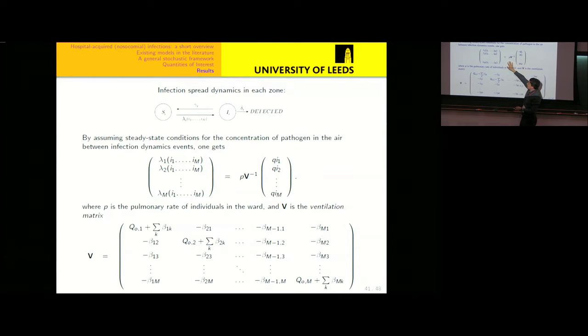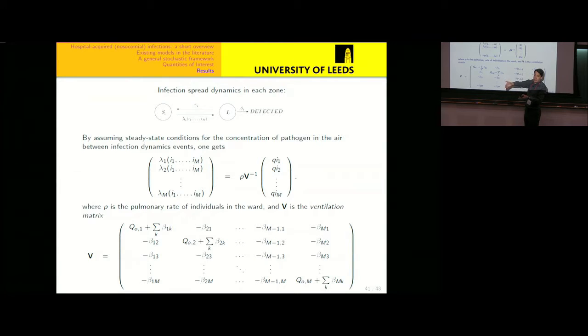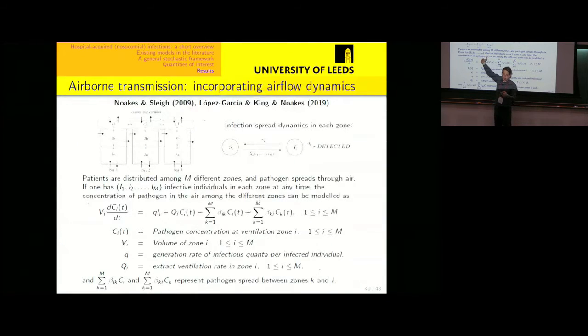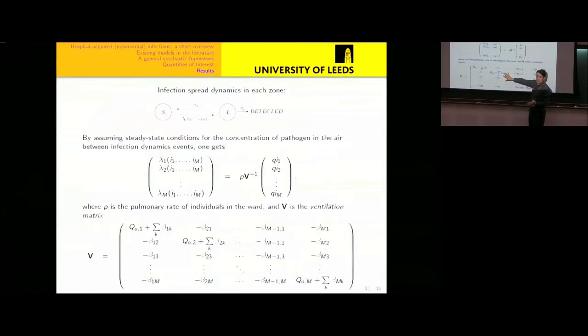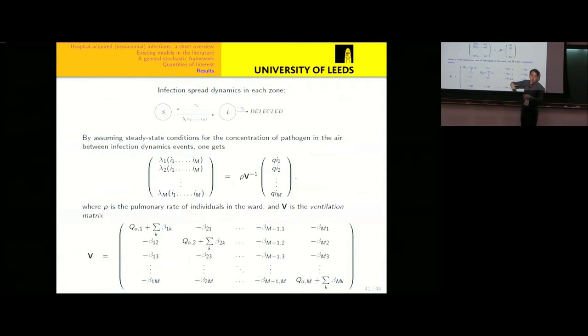So this shape here is that the lambda rate for individuals in zone 1 depends on how many infective individuals I have in each zone, and they depend in a very funny way where P is the pulmonary rate, how much you breathe per second, Q is the quanta parameter, that's more or less telling you how much pathogen you produce per second. This is the number of infective individuals in each zone, but then in this matrix V, you have all your airflow rates. And now somehow, every ventilation regime or different ventilation setting that you have would have different Q rates and beta rates, and would have a different matrix V. So every time that you change the matrix V, you are changing the ventilation setting in your hospital.